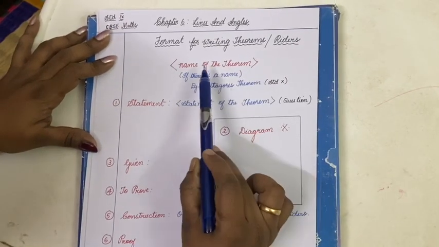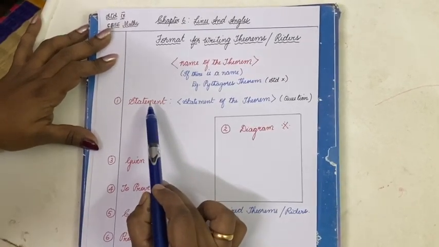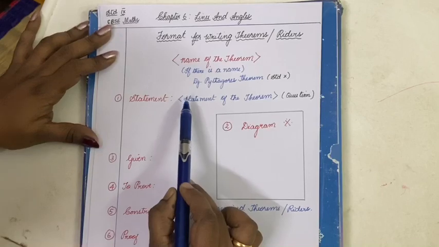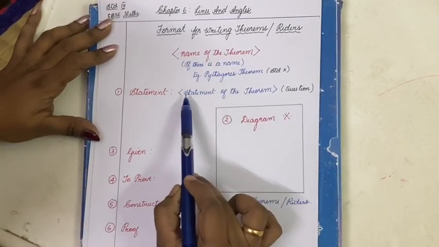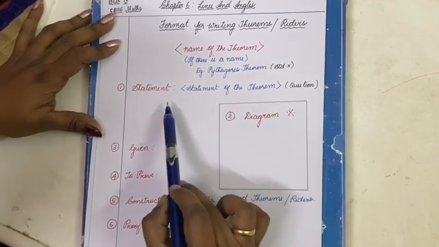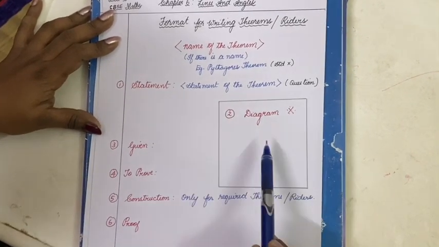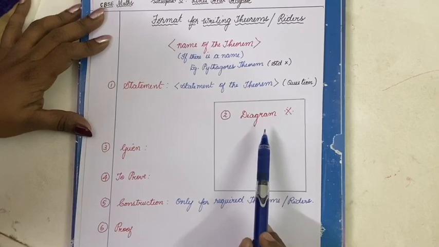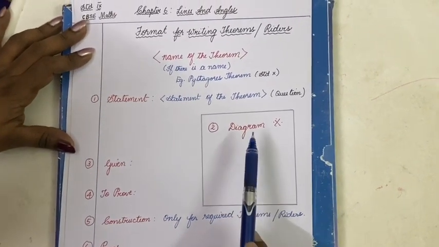Then, every theorem will have the statement. Certain theorems will not have a name at all, so directly the statement will be given as a question itself. So, the statement should be written. Then from the statement, the diagram should be drawn. Diagram is very, very important in theorems and riders.